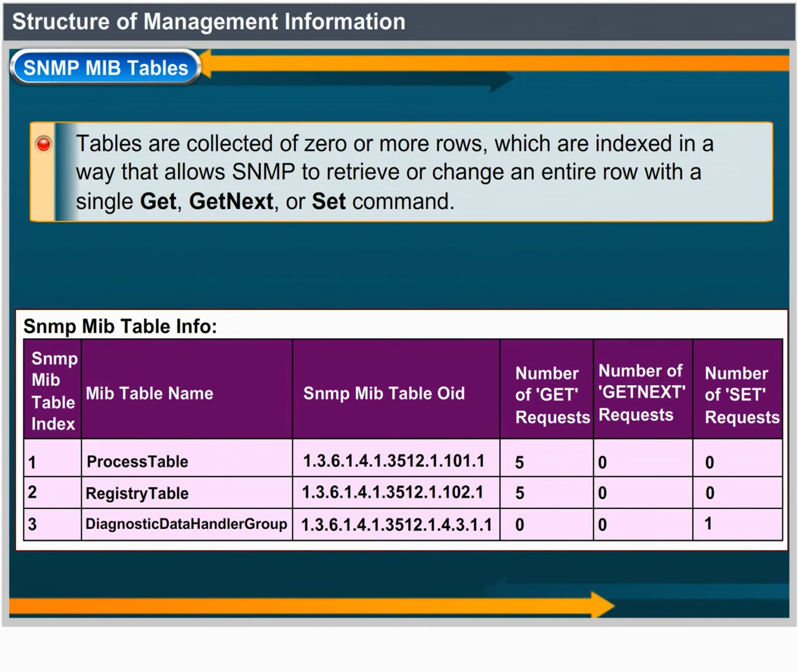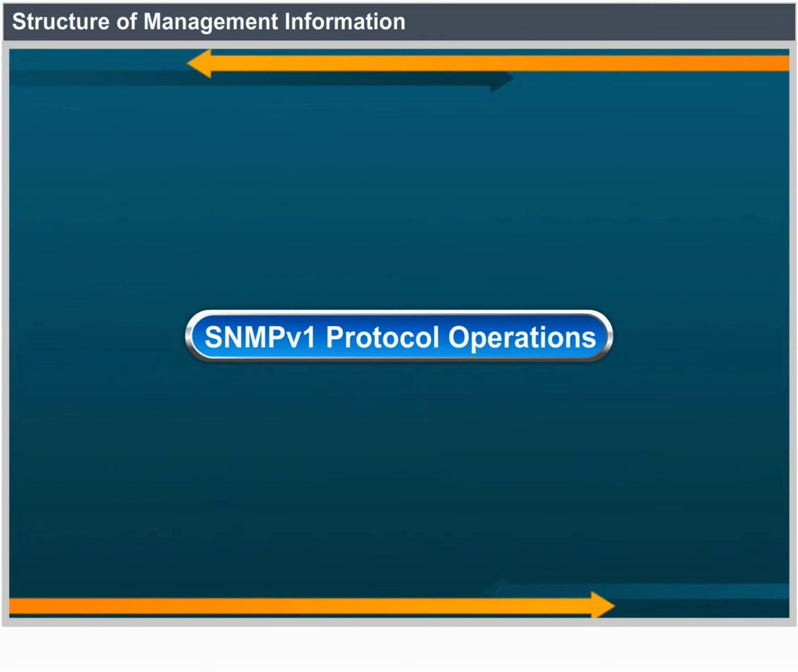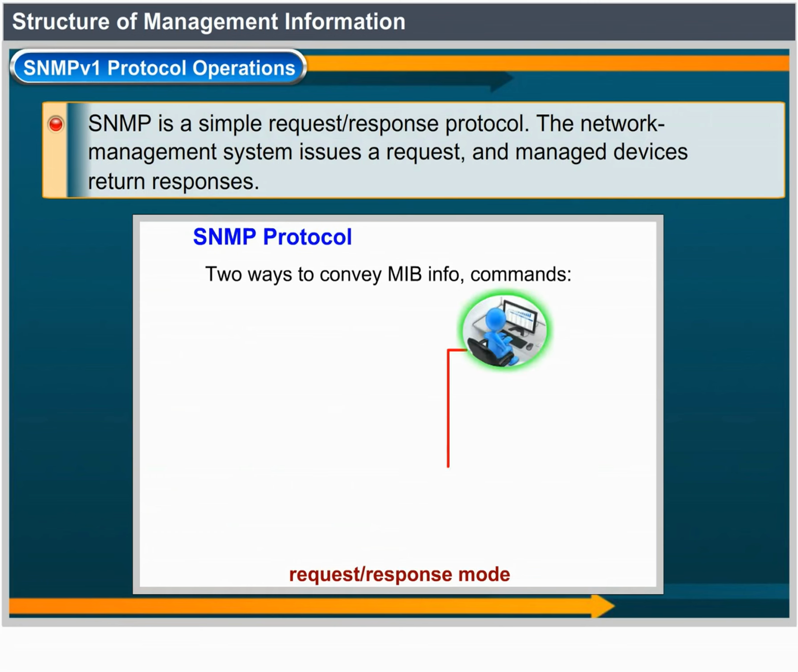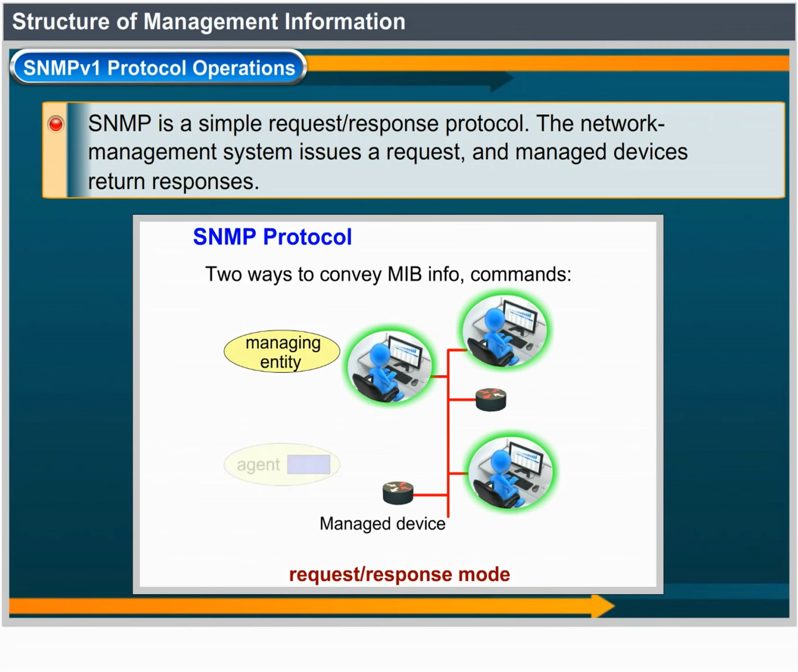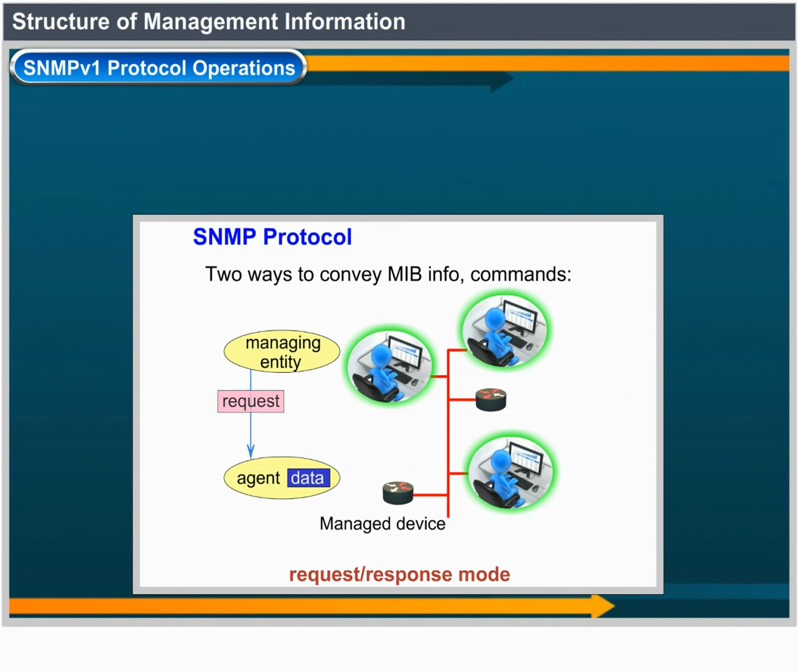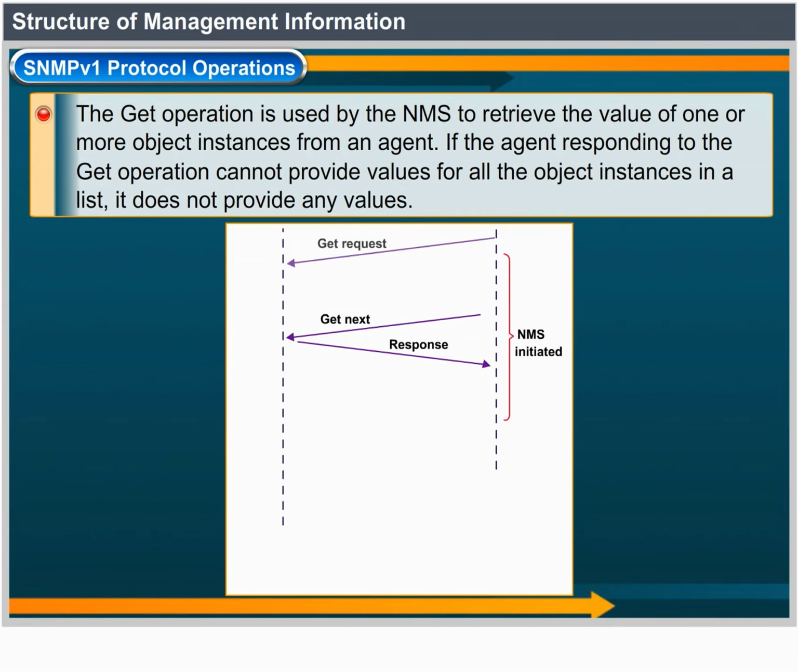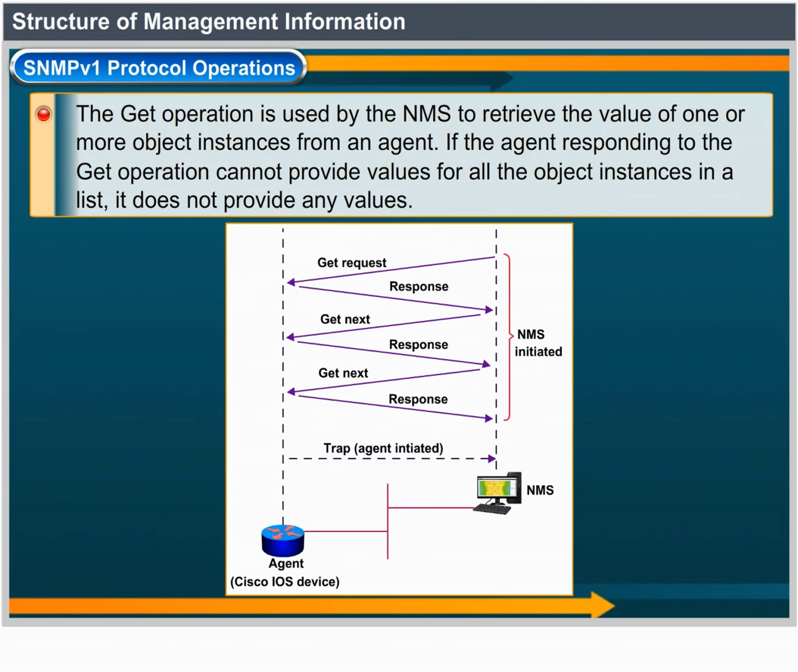SNMP v1 protocol operations. SNMP is a simple request/response protocol. The network management system issues a request and managed devices return responses. This behavior is implemented by using one of four protocol operations: get, getNext, set, and trap. The get operation is used by the NMS to retrieve the value of one or more object instances from an agent. If the agent responding to the get operation cannot provide values for all the object instances in a list, it does not provide any values.